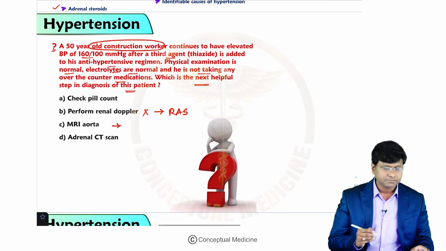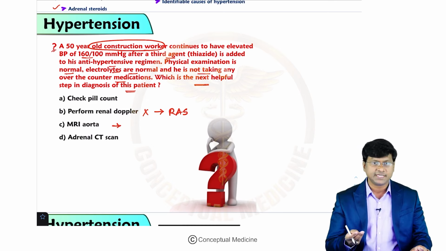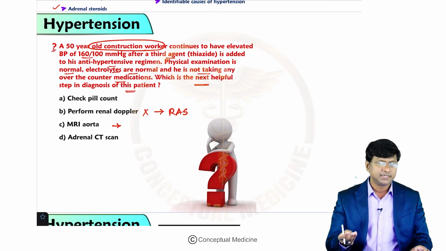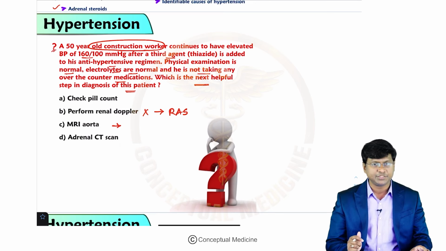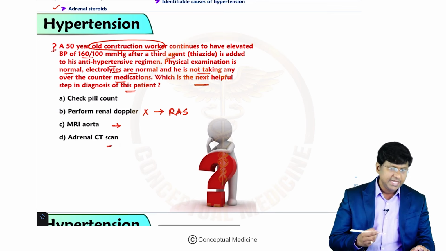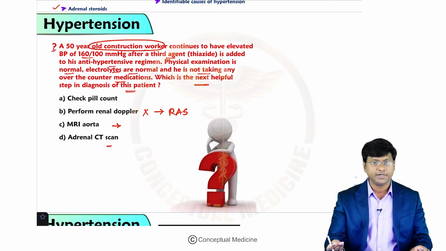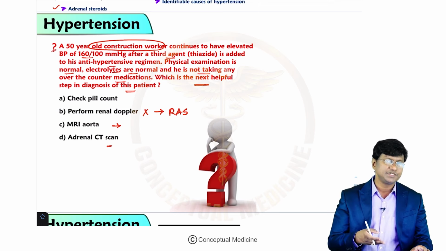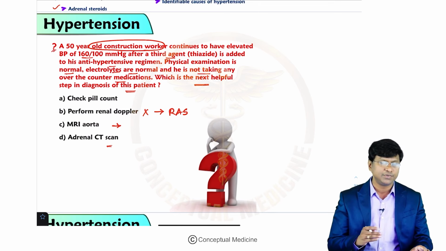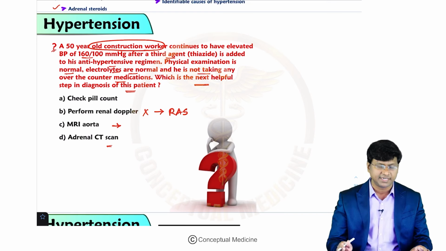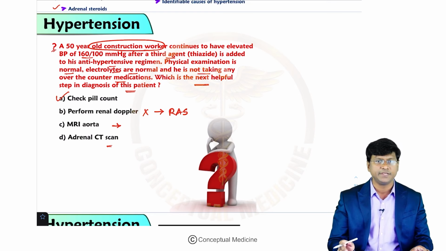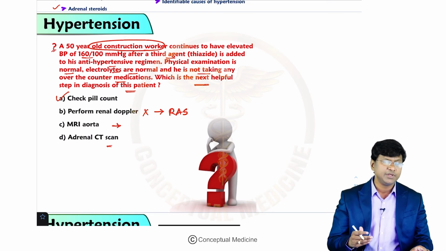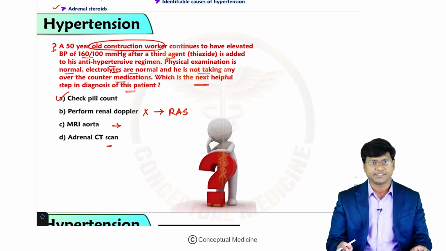MRI of the aorta is mainly to diagnose either Takayasu arteritis or the development of aortic dissection. Both of those features are not there in the examination of the individual. Then adrenal CT. Adrenal CT we have to do to look for Cushing syndrome, Conn syndrome or pheochromocytoma. But this patient has normal electrolytes, so that will rule out any abnormality within the adrenal gland. So you need to check the pill count in this individual. Why? Because the individual being a construction worker, he may not be able to afford the 3 antihypertensives every day.